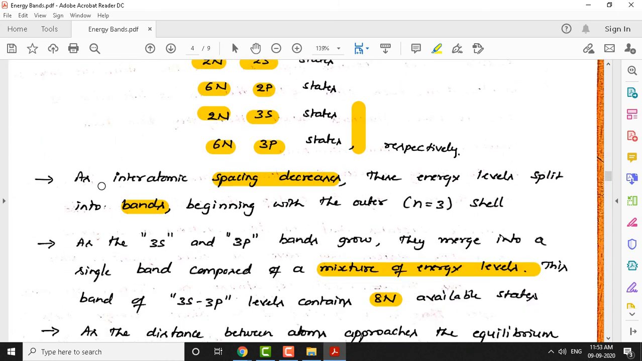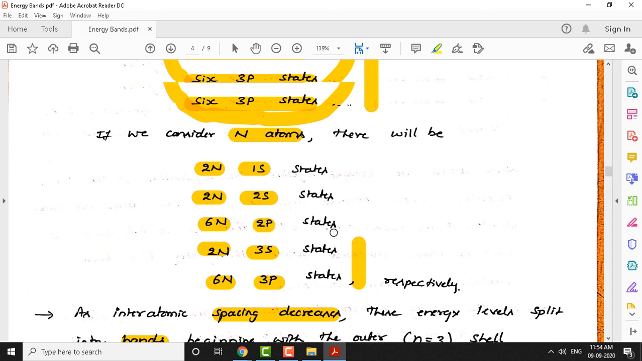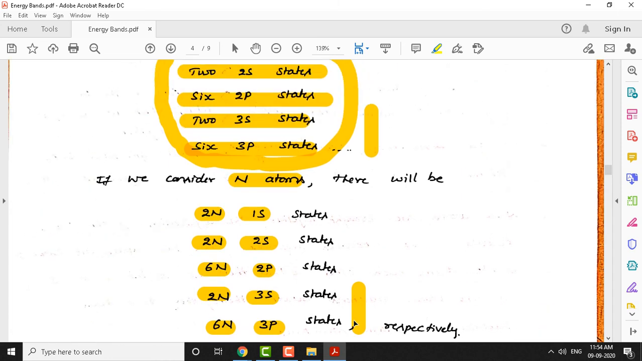So now we will see a perceptual view. Sorry to have interrupted you, sir. We have to join another class. Okay, then I will stop at this point. Next class we will continue with the perceptual view of n number of atoms.